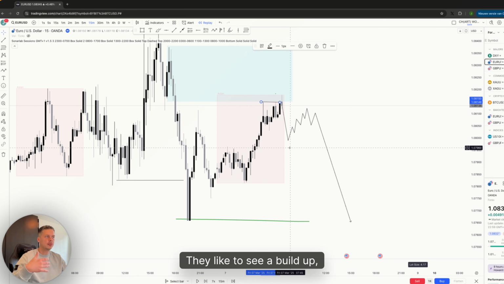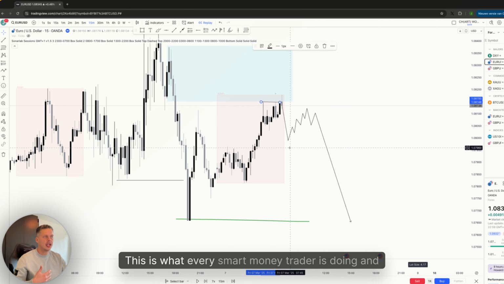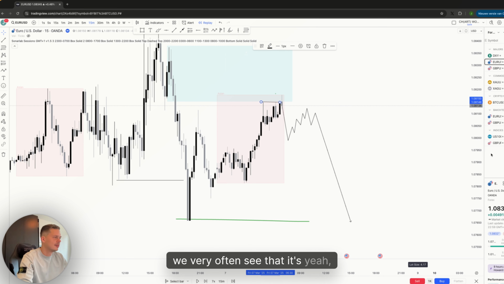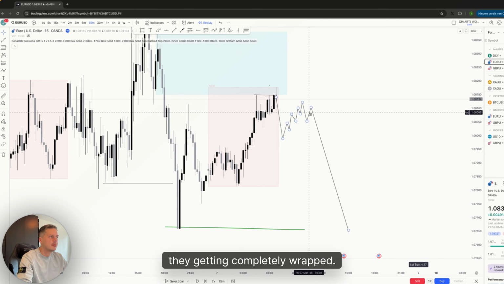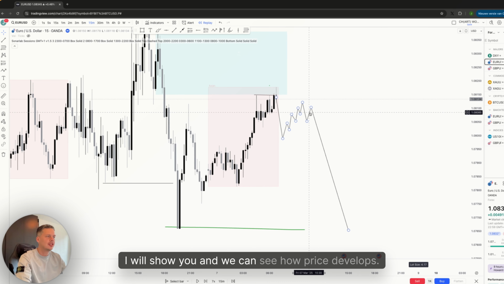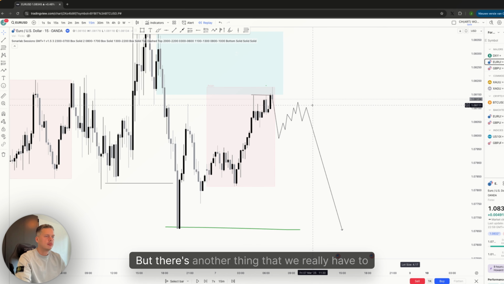They like to see a build-up, sweep, break. This is what every smart money trader is doing, and we very often see that they're getting completely wrecked. And I will show you, and we can see how price develops. But there's another thing that we really have to understand here, and that's who is in control.